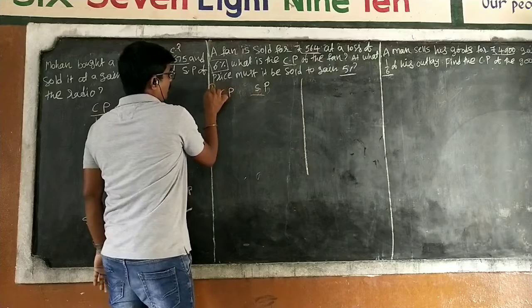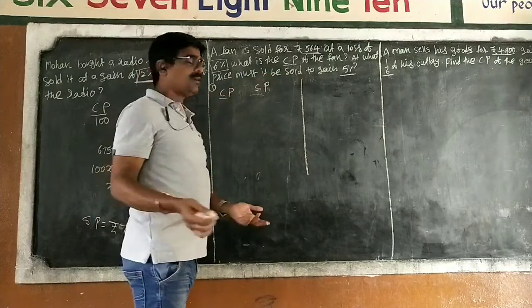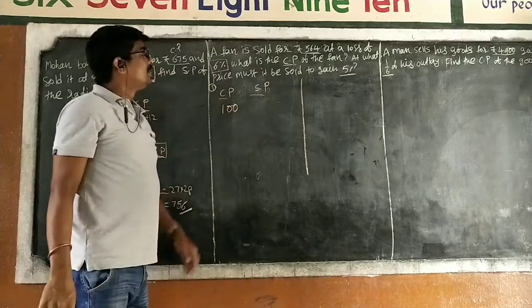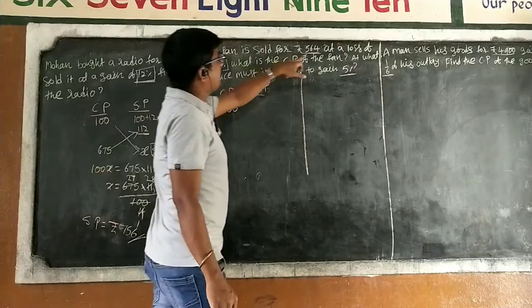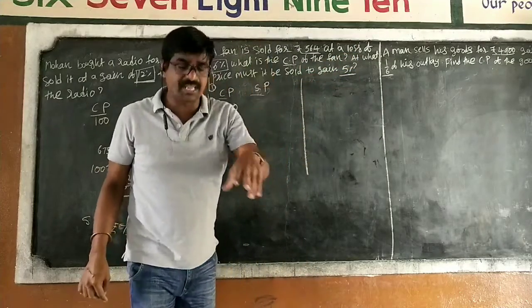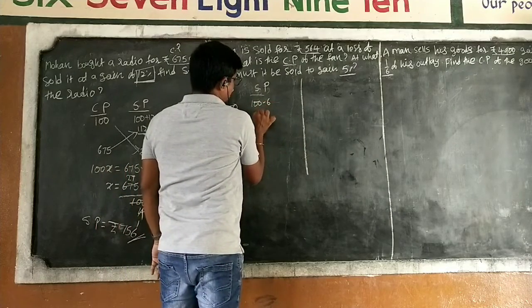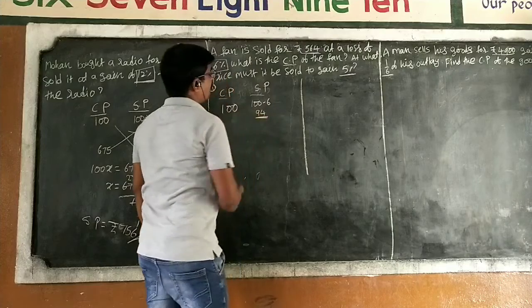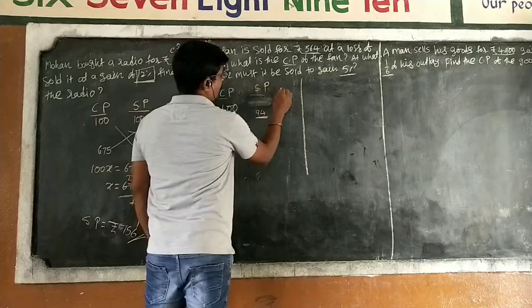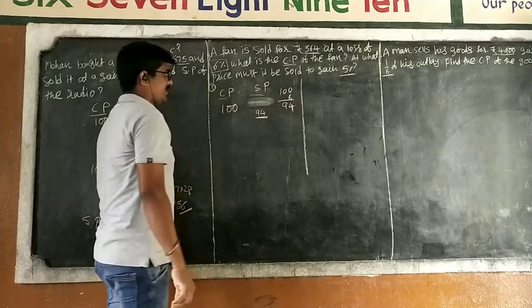In this we have two problems. First problem: how much is the cost price? I will do it. First the percentage, 100%. What is the selling price? It is a loss, and loss means doing subtraction. That is 100 minus 6, which is equal to 94. Okay? 100 minus 6 is equal to 94%.